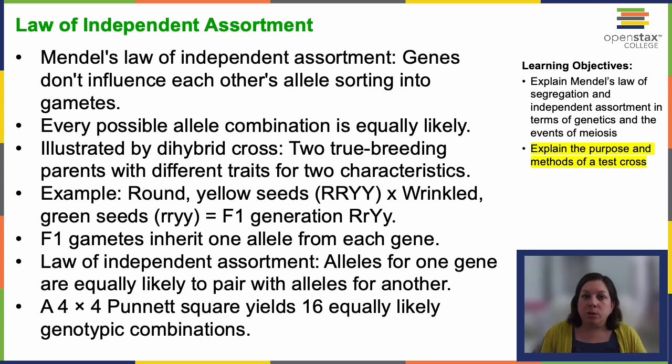One that has wrinkled green seeds, little r, little y, and another that has round yellow seeds, capital R, capital Y. Because each parent is homozygous, the law of segregation indicates that the gametes for the wrinkled green plants are all little r, little y. And the gametes for all of the round yellow plants are capital R, capital Y. Therefore, the F1 generation of offspring will all be the same, capital R, little r, capital Y, little y.